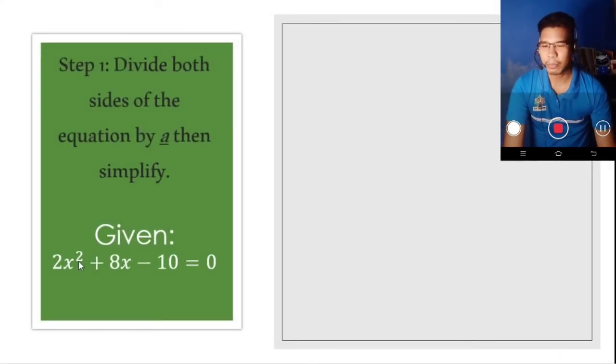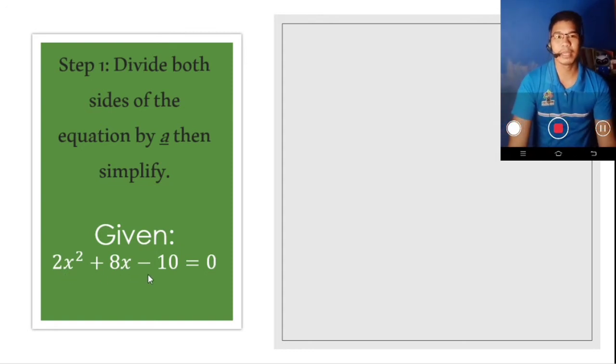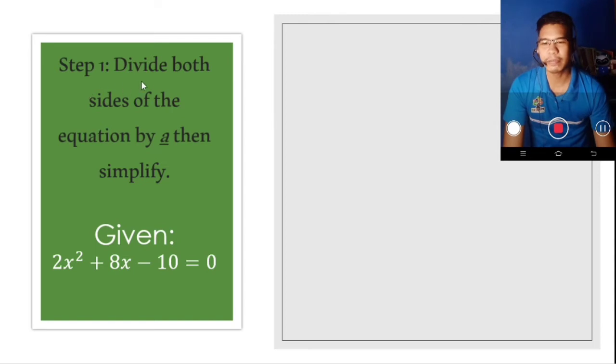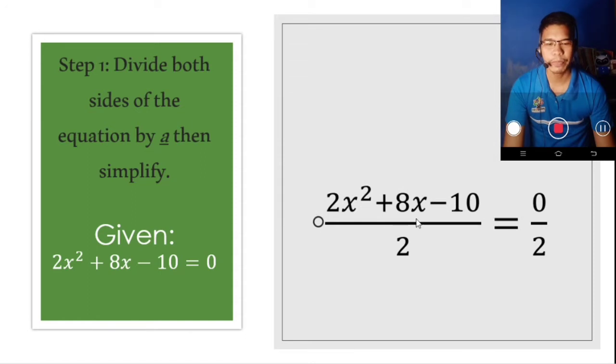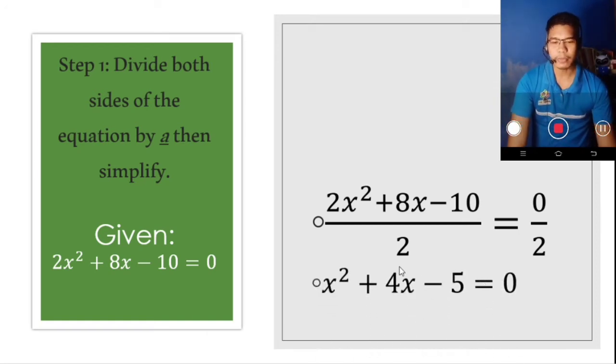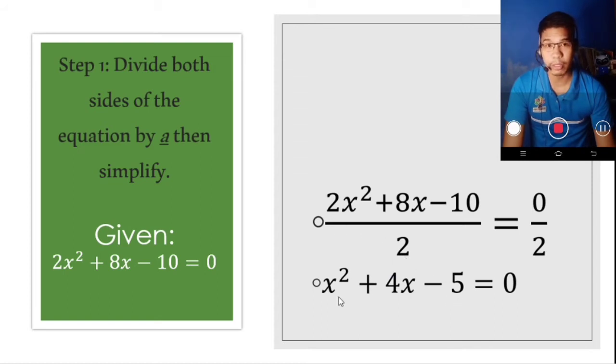So in this example, we are given 2x squared plus 8x minus 10 equal to 0. So the first step is to divide both sides of the equation by a, then simplify. So take note, a is the numerical coefficient of the quadratic term. So in this given example, the value of a is 2. So what we're going to do, we're going to divide both sides of the equation by 2. So that will become 2x squared plus 8x minus 10 all over 2 equal to 0 over 2. So by dividing, we simplify. That will become x squared plus 4x minus 5, that is 2 divided by 2, 1, that it will become x squared. 8 divided by 2 is 4, so positive 4x.